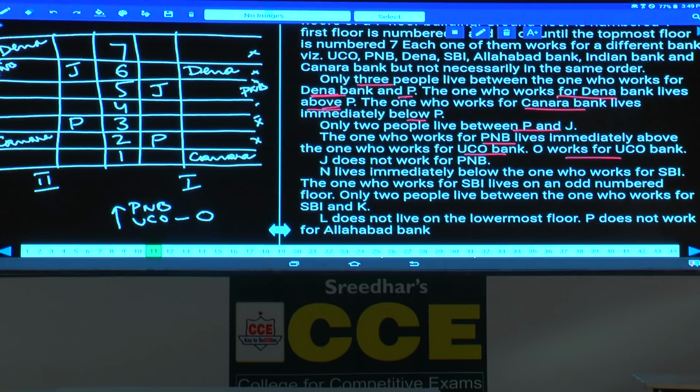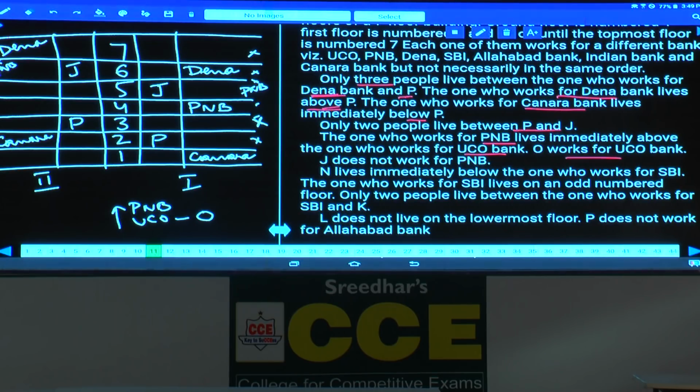Why? If P and B is on floor 3, then UCO Bank must be on floor 2. And who is that person working in UCO Bank? O, but not P. Hence, P and B cannot be on floor 3. Hence, P and B cannot be on any one of these floors except floor number 4. Are you following this one or not?